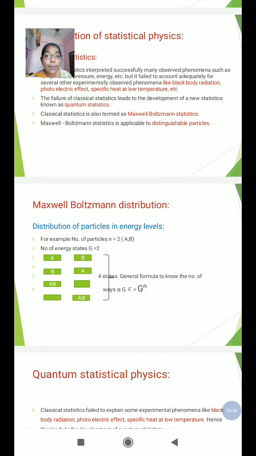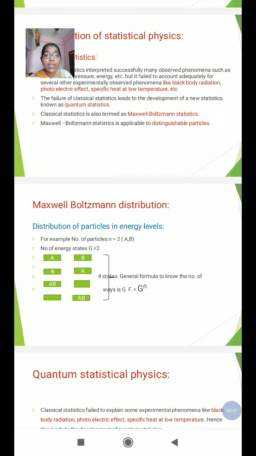If we have three particles, how many ways are there? If you take three particles in two states, you can distribute like this: in the first state two particles, in the second state one particle. Like that, we have so many ways. So the general formula to find the number of ways of distributing the particles in the energy levels is G power n. What is capital G? G is the number of energy states, and n is the number of particles.